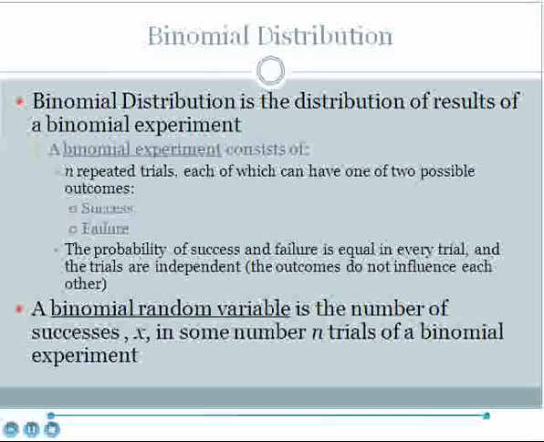A binomial random variable is the number of successes, x, in some number of trials, n, in a binomial experiment. Let's consider an example.